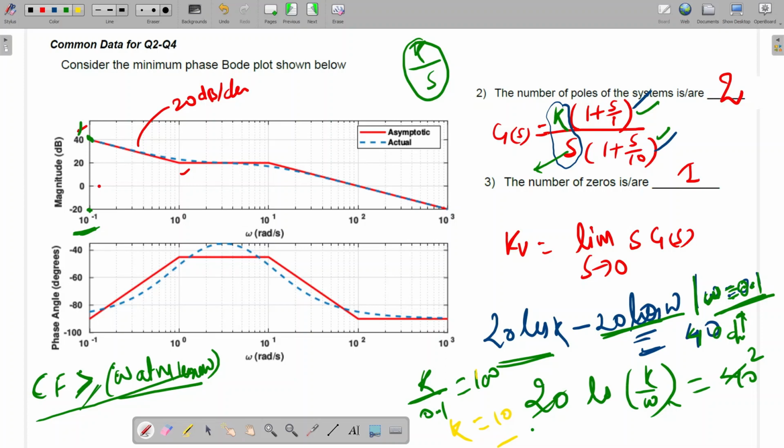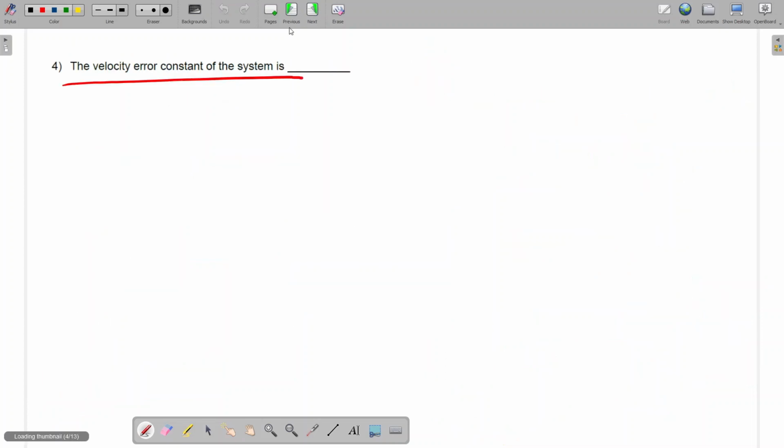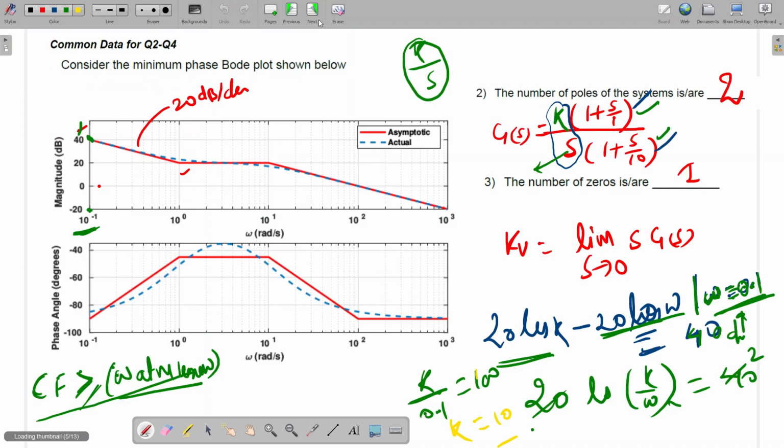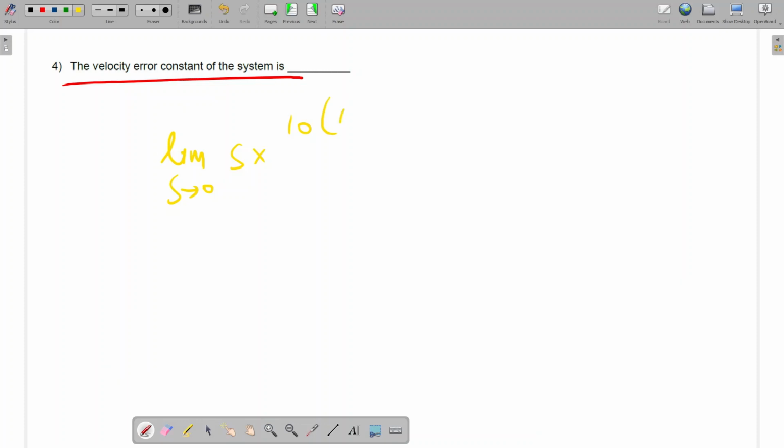Now we can calculate the velocity constant. So that will be limit s tends to 0, s into 10 times 1 plus s by 1, and below it will be s times 1 plus s by 10. Correct? So s will cancel. And here 1 plus s, s is 0. What will be the value? 10. Correct? 10 only. This is the correct answer.